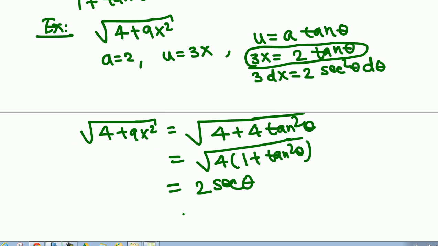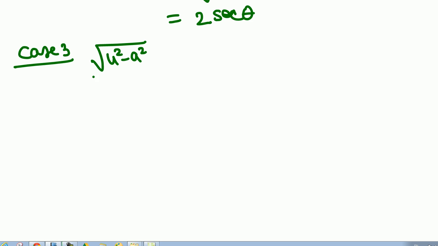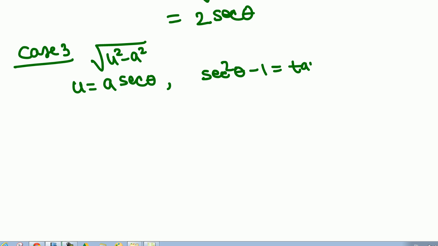Now the third case is the square root of u squared minus a squared. If we have a squared minus u squared, that was case 1. In this case we make the substitution u equals a secant theta to get rid of this square root. You will see in a moment. The identity we will be using is secant squared minus 1 equals tangent squared. Let's take an example.